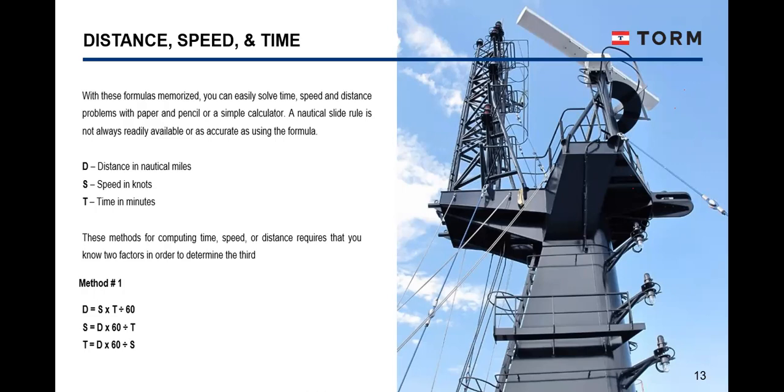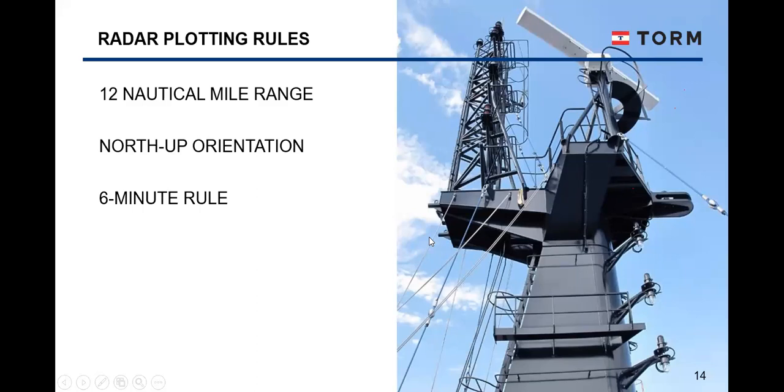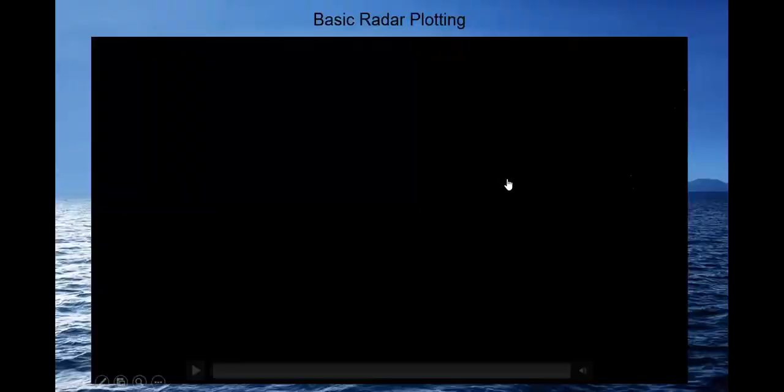If speed is required, for example, if you want to arrive at a certain time, we're talking about the ETA: distance divided by time, times 60. And for the time: distance divided by speed, times 60. 60 because in 1 hour, it's 60 minutes. Okay, these are the radar plotting rules called nautical mile range. If you will be using a radar transfer plotting sheet, it should be in north-up orientation and the 6-minute rule. For the video, I will just show you later. Let's skip this part.